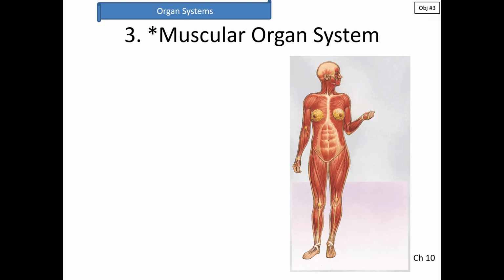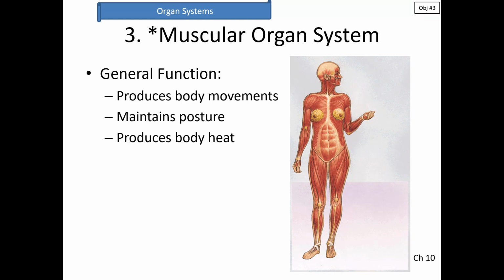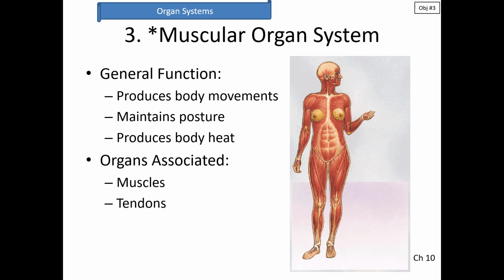The muscular system, also one that we're going to be talking about in Anatomy 1, produces body movements, again, when they're attached to the bones, maintains posture, and produces body heat. We talked about this a little bit. When the body temperature drops, negative feedback, one of the effectors in that is muscle contraction. Causes you to shiver. Why? Because the muscles contracting, a byproduct of that is heat. So yes, it produces body heat.